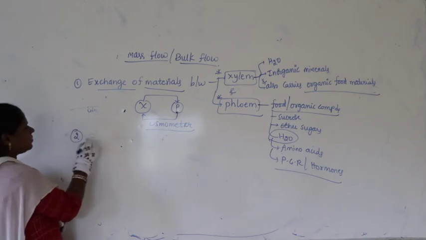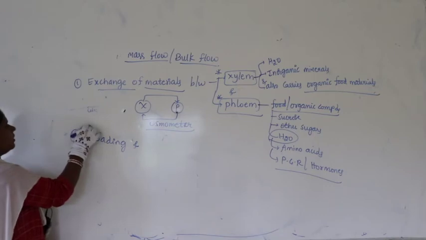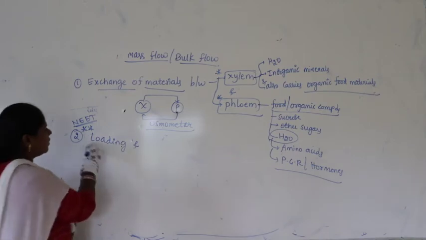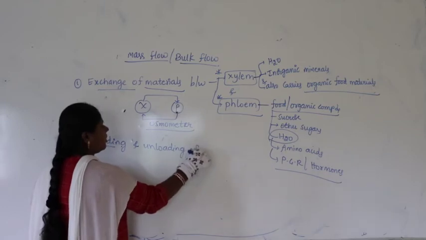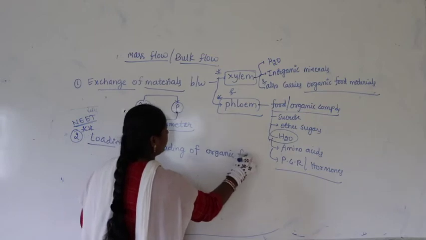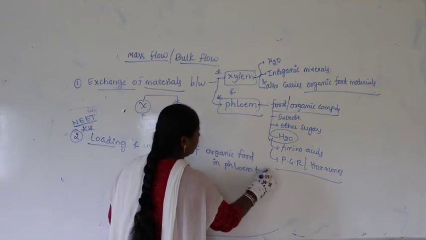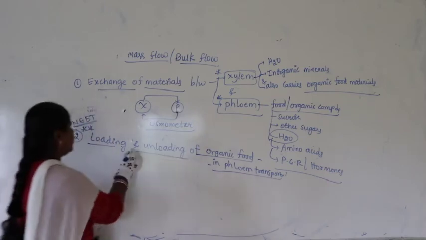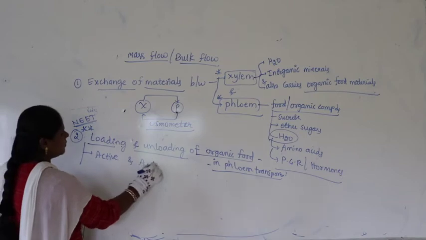Second thing is loading and unloading. This is the most repeated question. So, finally, sometimes you have a chance of getting the question. Loading and unloading of food materials, or organic food, in phloem transport. Remember, it happens both by active and active transport.